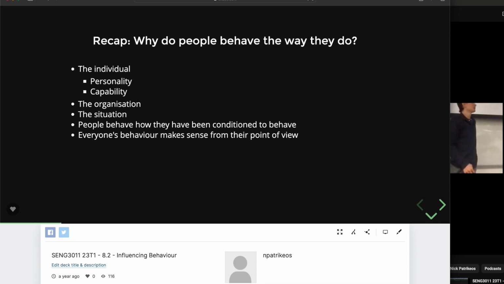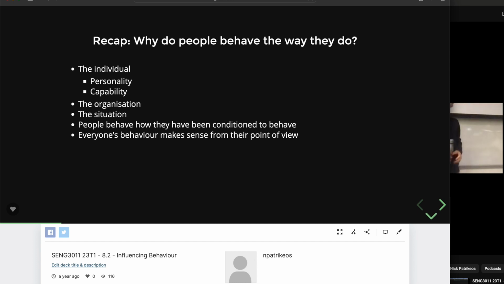Well, we talked about this in week 5. Human behavior has three main aspects. There's the individual: who they are, their capability, what they can do, their personality, what they're like. The organization, which is the context in which they're working, living, eating, breathing. In our context that is UNSW, software engineering, CSE. And then the situation is the specifics. I'm talking to you in a lecture theatre, you're in a classroom, you're at home cooking dinner, whatever.